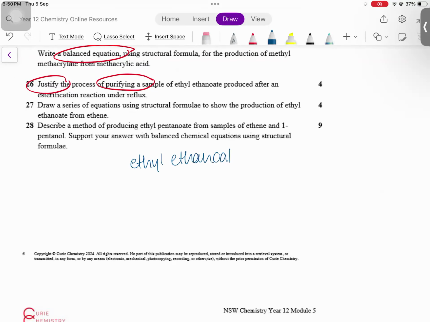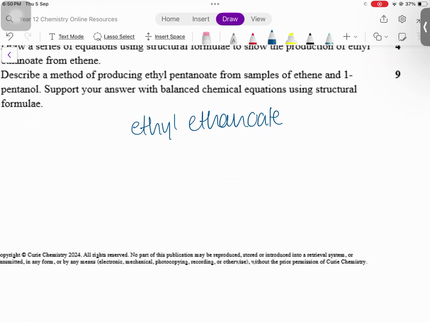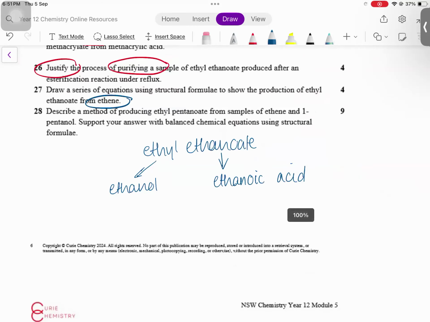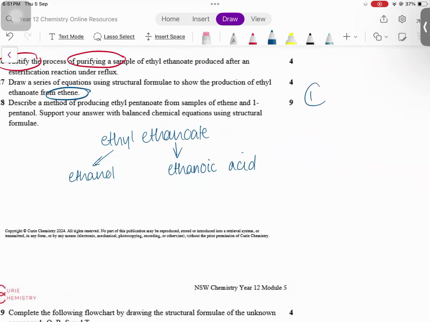Okay, so the alcohol is ethanol, and then the acid is ethanoic acid. Good. So you need two reagents to make the ester. You've been given one reagent, ethanol, so we need to start off with ethene. So we need to know how to get from ethene to ethanol and from ethene to ethanoic acid. Okay, so let's start off with ethene to ethanol first.